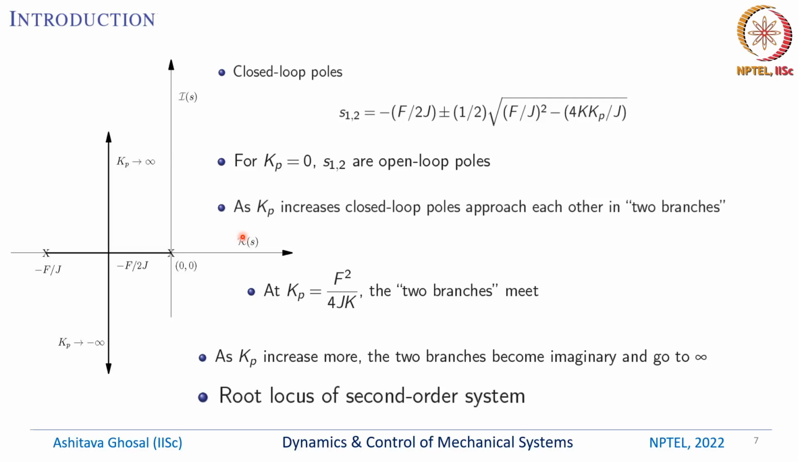So we had a second order system because we had a differential equation which was J into theta double dot plus f into theta dot is equal to k into VA, and then we had this feedback, and then we had the two poles or the two roots of the denominator polynomial. These roots depend on Kp, and as you increase Kp, the location of the roots changes in the S-plane. This is how the roots change in the S-plane, and it is called the root locus. This example is the root locus of a simple second order system.